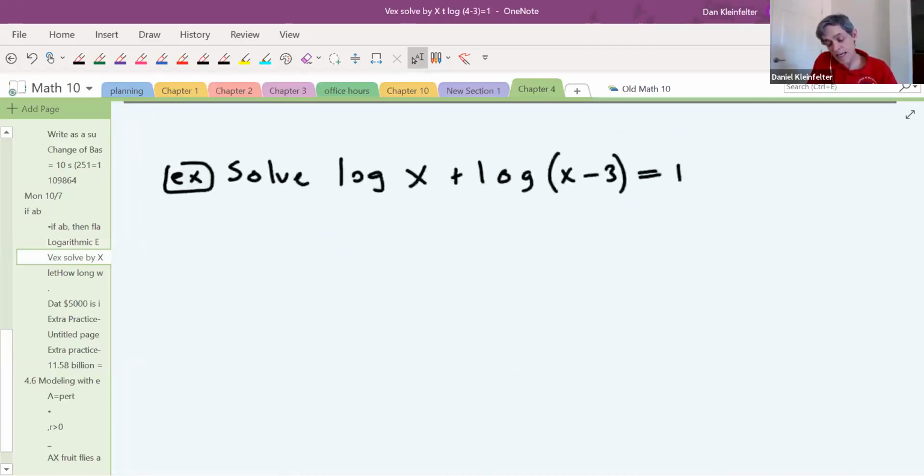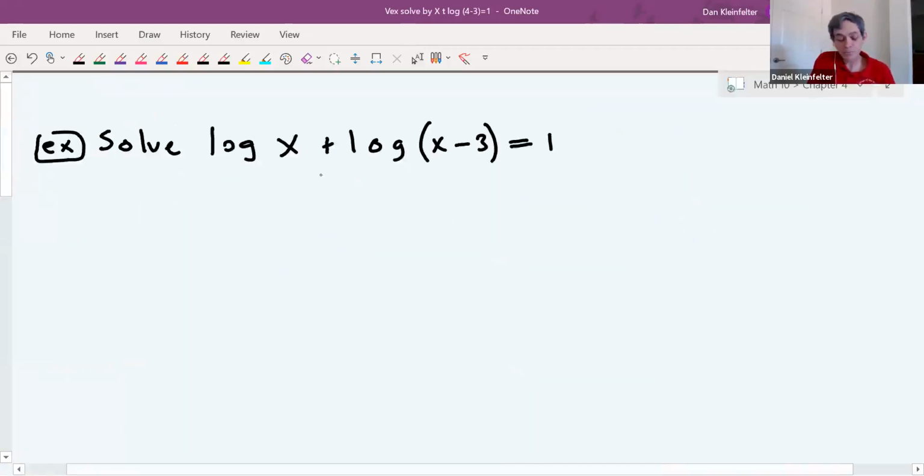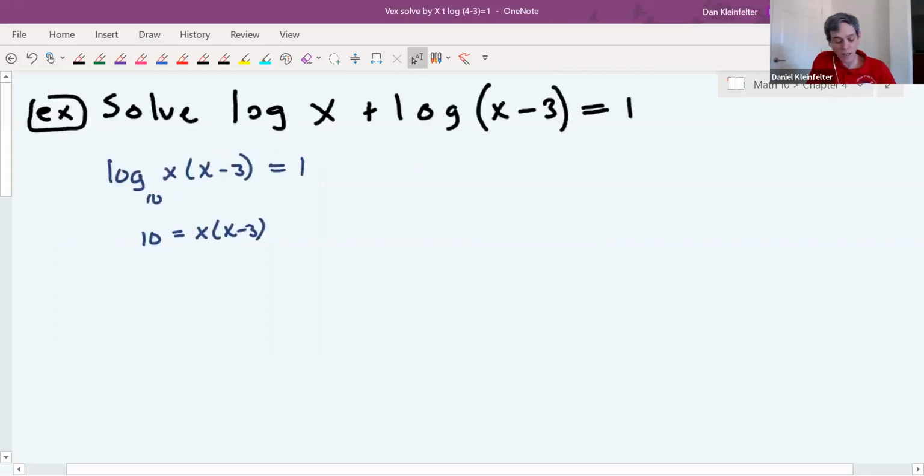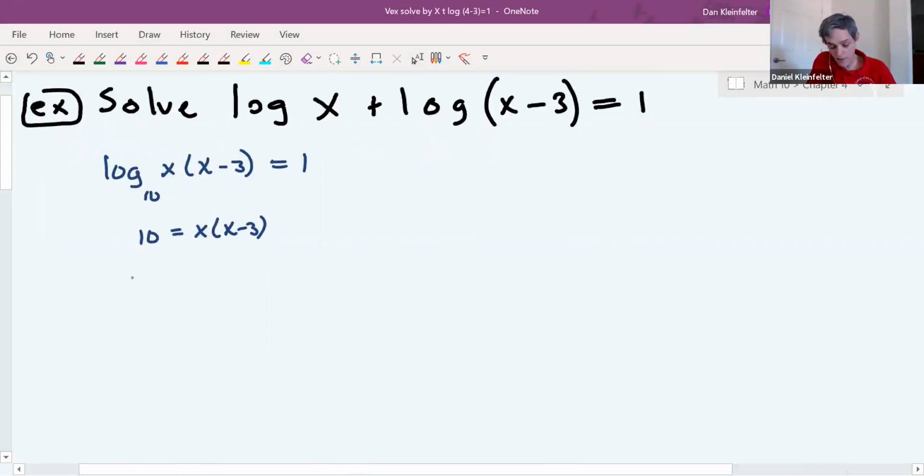Okay, in this next example, we're going to use a log property to combine the two logarithms. So we'll have log of x minus 3 is equal to 1. Okay, remember this is a common log, so we can look at that as base 10 log. 10 to the first power is 10, so 10 is equal to x minus 3. Okay, so once again, nice quadratic equation to solve.